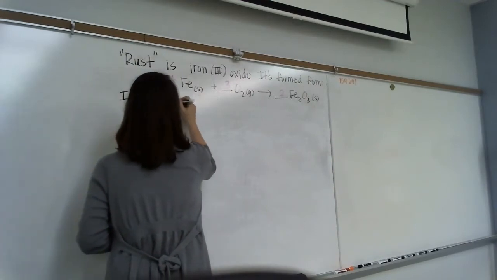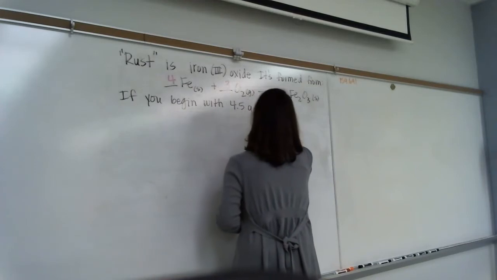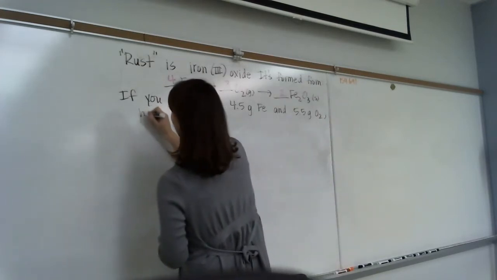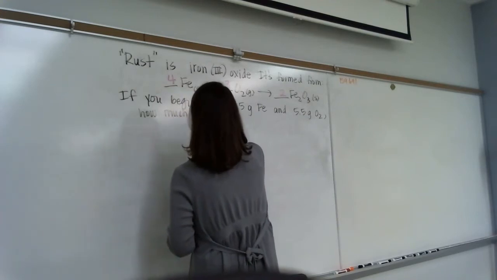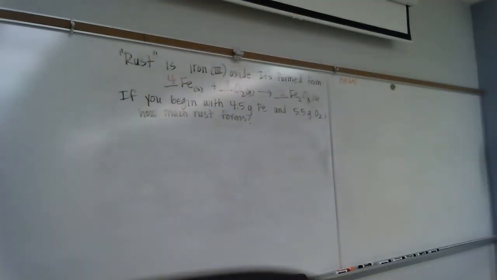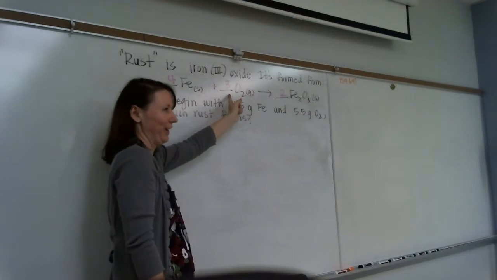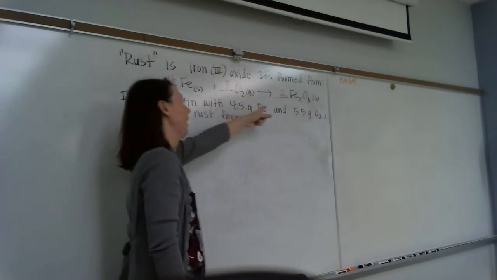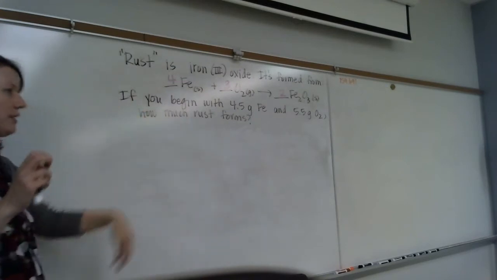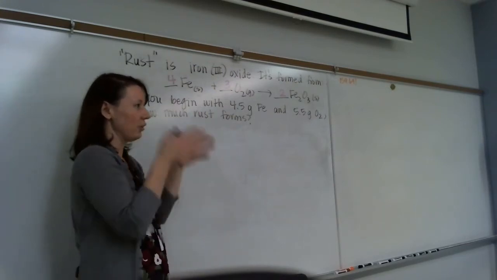If you begin with 4.5 grams Fe and 5.5 grams O2, how much rust forms? So in the previous problem, we just left it sitting outside, right? That's an unlimited amount of O2. I mean, yes, there's a limit of O2 in the atmosphere, but you're not going to consume all the atmosphere's O2 making that small amount of rust, so we don't have to worry about that. So when we did the first problem, we had an unlimited amount of O2. We just left it sitting outside, came back 2 years later, right? Unlimited amount.